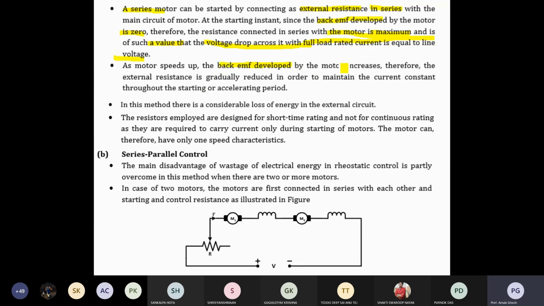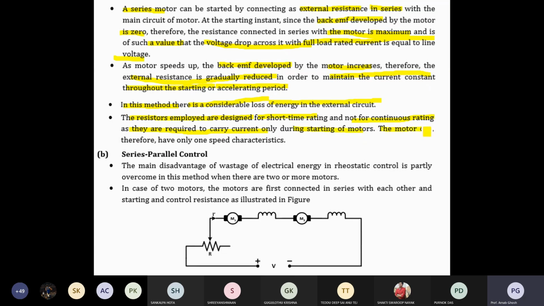Okay, back EMF developed by the motor increases, therefore the external resistance is gradually reduced in order to maintain the current constant throughout the starting and accelerating period. Okay, I think all of you are getting the point. In this method, there is a considerable loss of energy in the external circuit. The resistors employed are designed for short-time rating and not for continuous rating, as they are required to carry the current only during the starting of the motor.